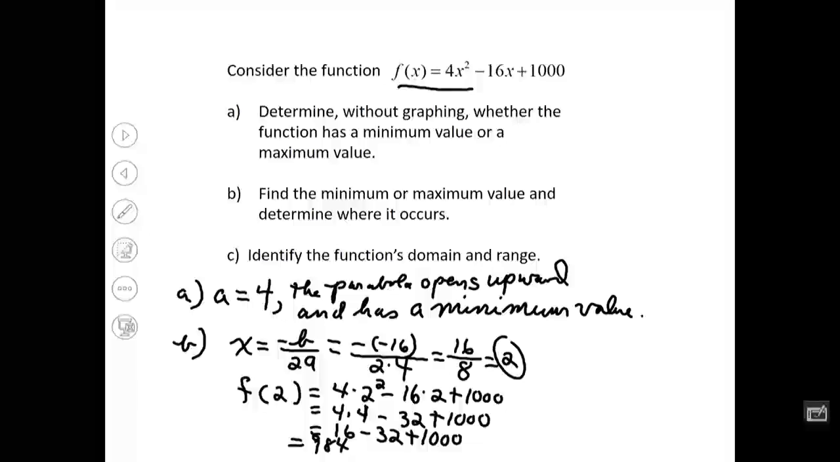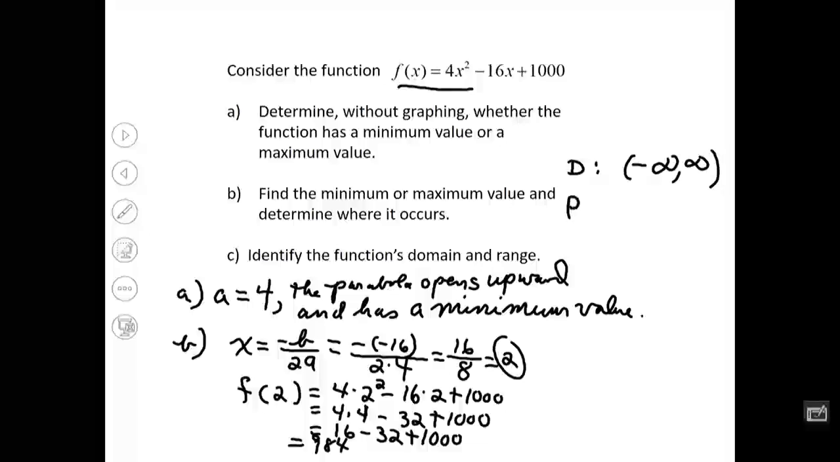Part C, identify the function's domain and range. So by looking at the function, 4x squared minus 16x plus 1,000, it's a polynomial quadratic function, and we clearly see that the domain is going to be the set of all real numbers. So the domain is going to be from negative infinity to infinity, the set of all real numbers.